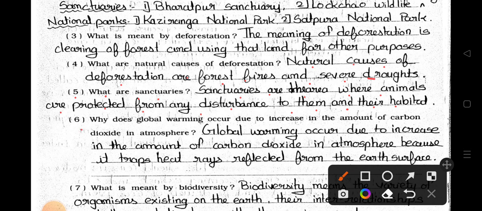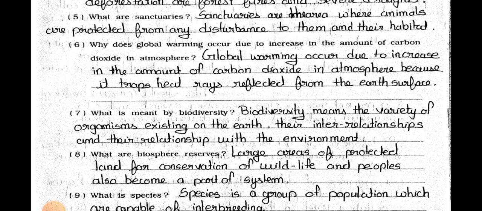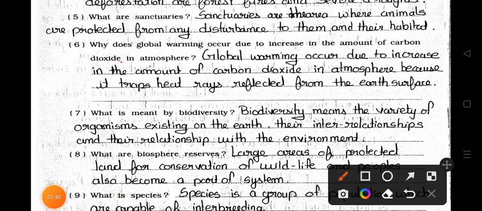Question number 6. Why does global warming occur due to increase in amount of carbon dioxide in atmosphere? Answer is global warming occurs due to increase in the amount of carbon dioxide in atmosphere because it traps heat rays reflected from the earth's surface.